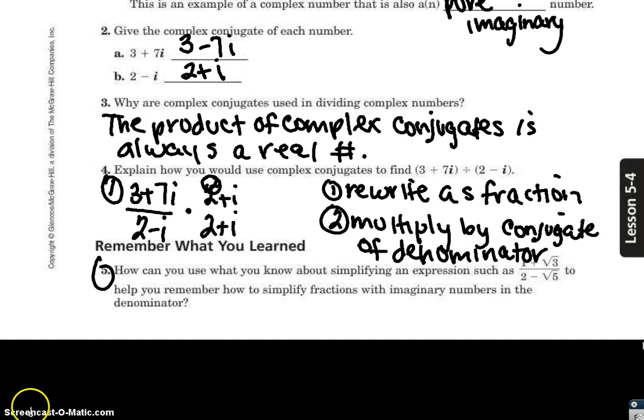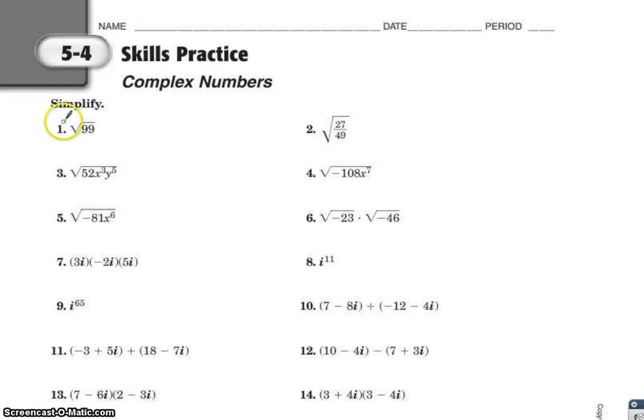Okay, so flip the page over and let's look at a few examples. Okay, so let's look at our first example. Let's look at problem number 1. It says I got the square root of 99. Now we talked about this on how we were going to do factorization trees. So let me give you a quick example.